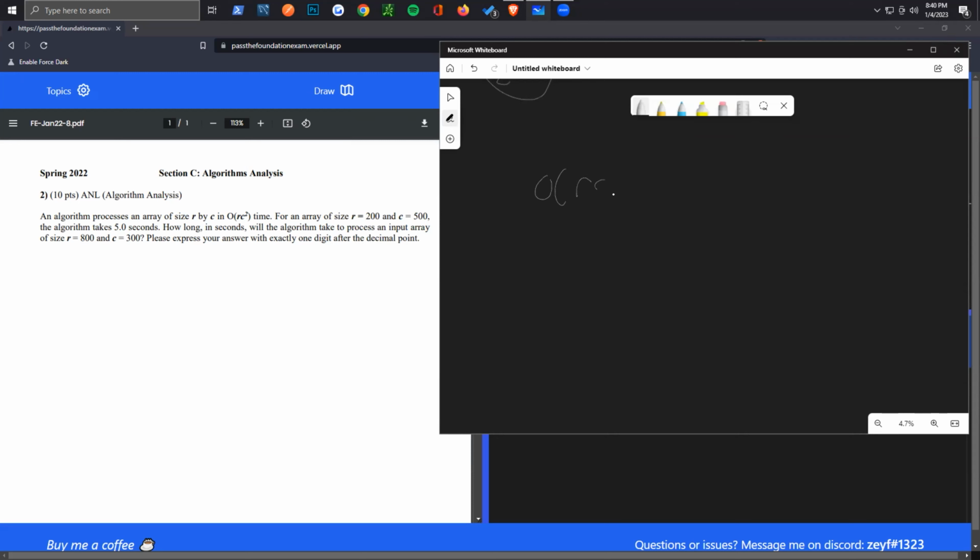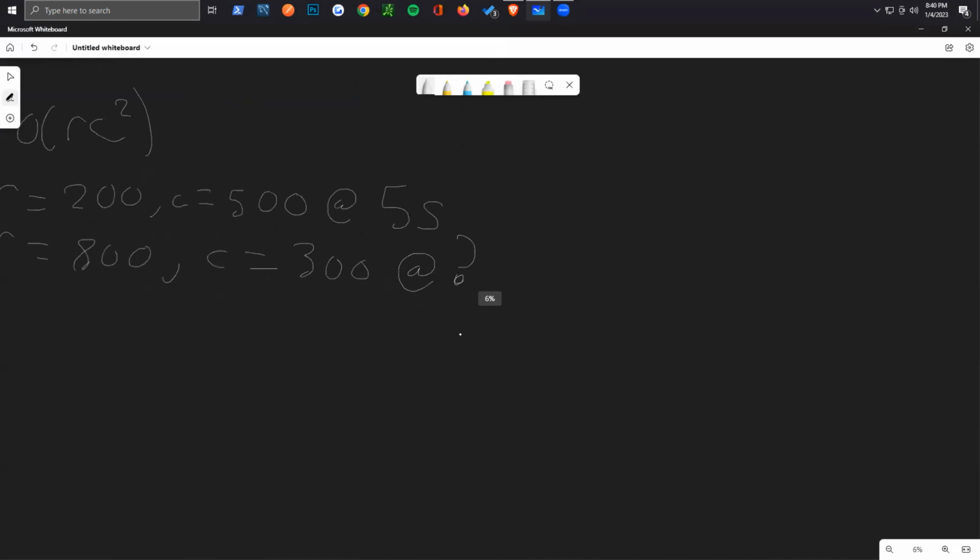but let's just write down what the terms are. So we have O of R C squared, and we know that our R of 200, our C of 500, and I'm going to go full screen on this in a second. This takes 5 seconds. And then we're going to calculate R of 800, calculate C of 300, and we want to figure out what the amount of time is in seconds. So how long is the algorithm going to take? So let's figure it out.